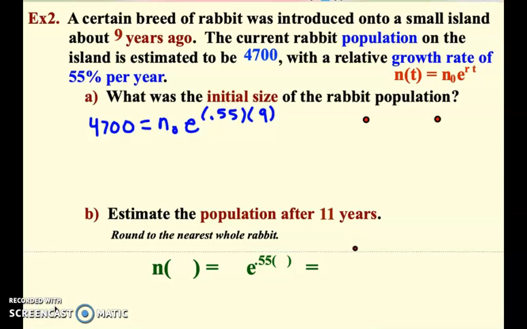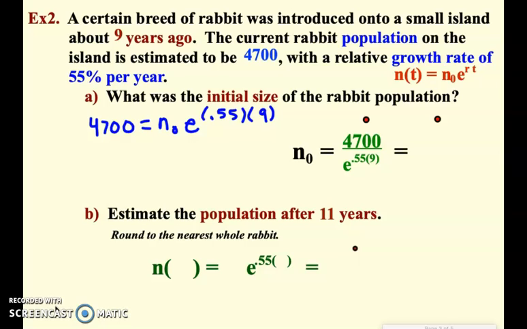Then from there, to solve for n sub 0, you can divide by the e raised to 0.55 times 9. So this would be your n naught. Okay, so if you take that into your calculator, the initial rabbit population is 33. Make sure you round that to a whole number because we're talking about rabbits.